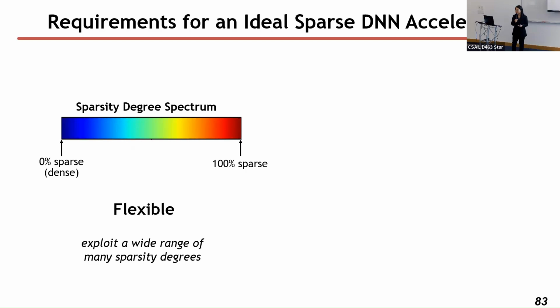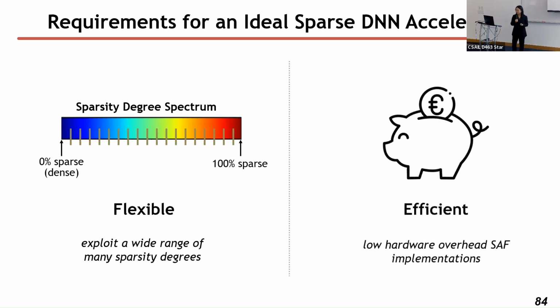And I'm going to use this sparsity degree spectrum to illustrate the flexibility. On the left is 0% sparse, and on the right is 100% sparse. So for a flexible DNN design, we want it to cover a wide range of sparsity. So it should be able to translate a wide range of sparsity into hardware savings. And in addition, we want to cover many sparsity degrees within the wide range. In addition to flexibility, we also want the DNN accelerator to be efficient, meaning that we want to have low SAF implementation overhead for the way that we want to accelerate the workloads. And so an ideal DNN accelerator needs to be flexible and efficient.